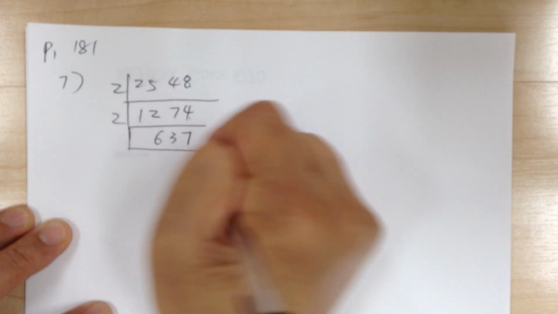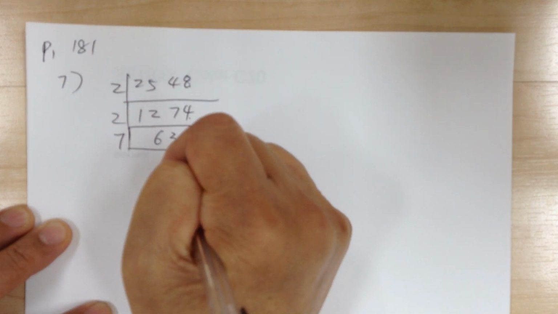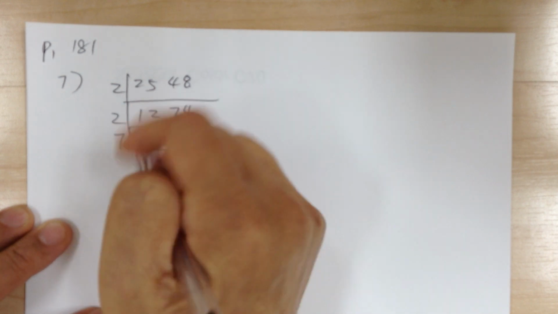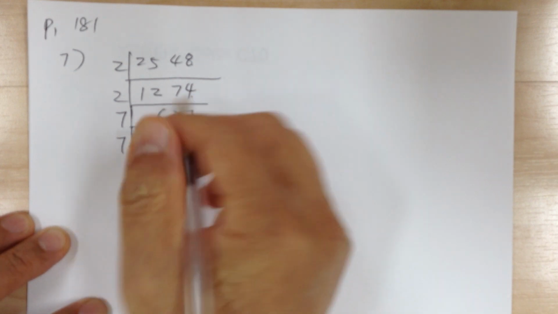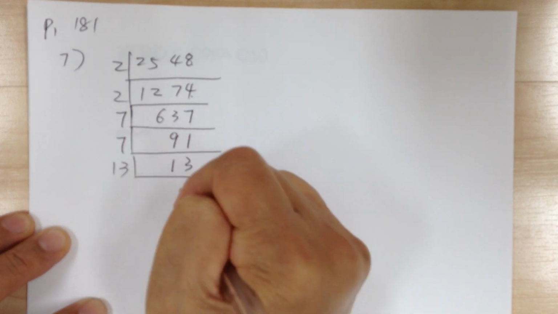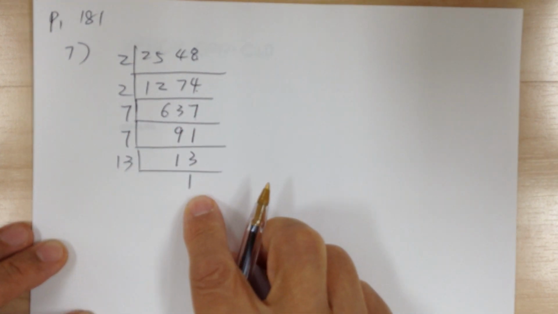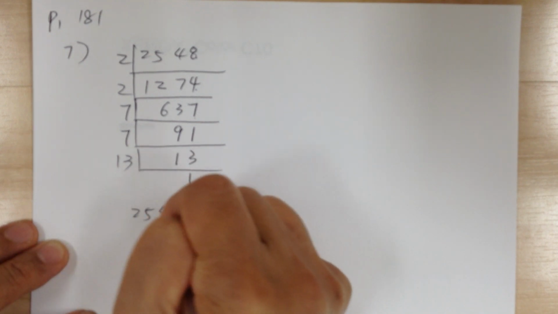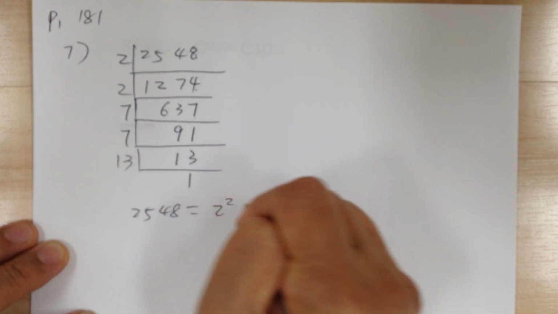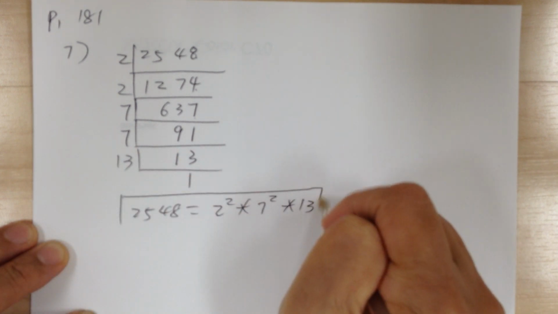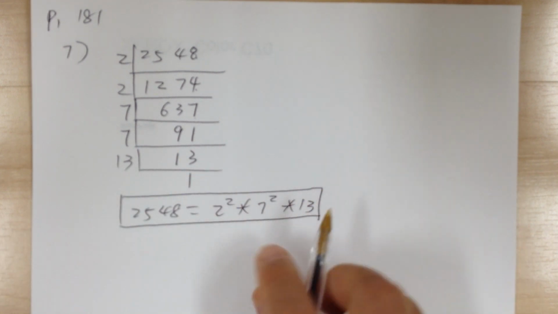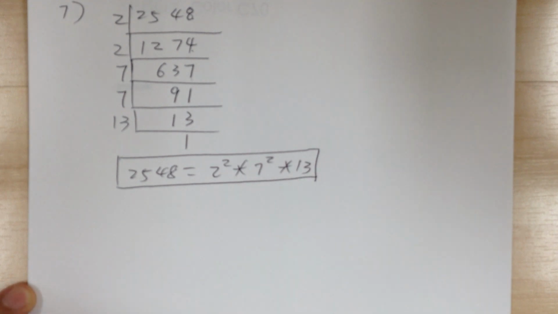So try 7. So 7, this will give you 91. And let's try 7 again. So it'll be 13. And this is prime, so it'll be 13. So you keep going until you get 1. So 2548 is equal to 2 squared times 7 squared times 13. So that's the prime factorization for number 7.